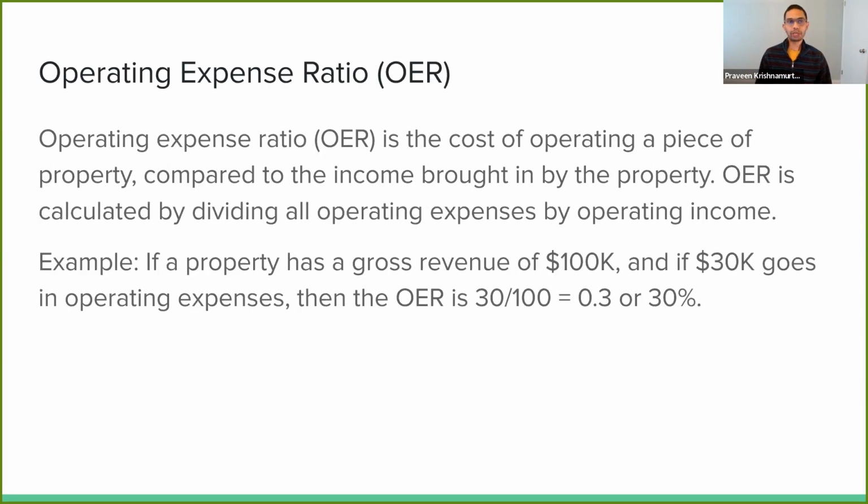Moving on, let's look at what operating expense ratio, or OER, also called ER for short, is. It's nothing but the cost of operating a piece of property compared to the income brought in by that property. In other words, OER is calculated by dividing all operating expenses by operating income. Clearly, the lower the number, the better it is for you, the investor, as you really want to keep the OpEx to a minimum. So let's walk through this example. If a property has a gross revenue, that is a total revenue, of 100,000, and if you spend 30,000 of that in operating expenses, then your OER or ER is 30 over 100, or 30%.